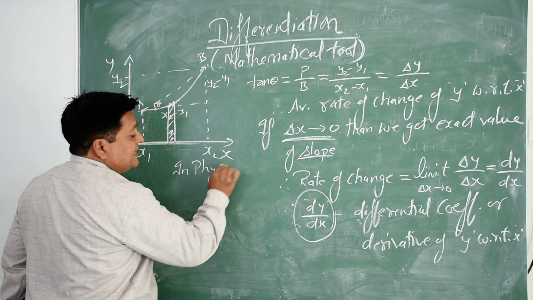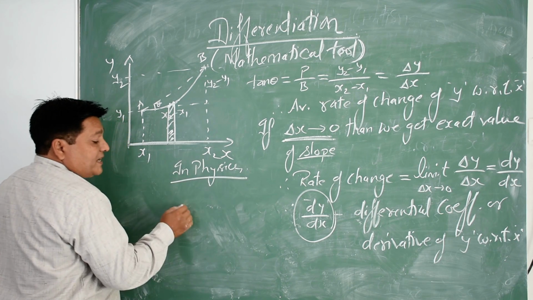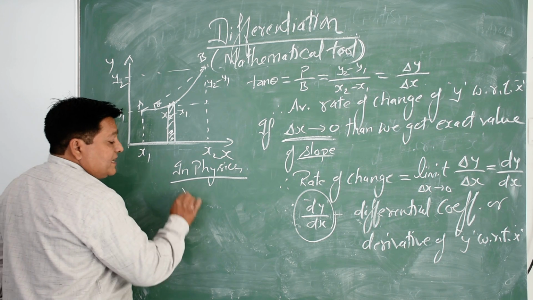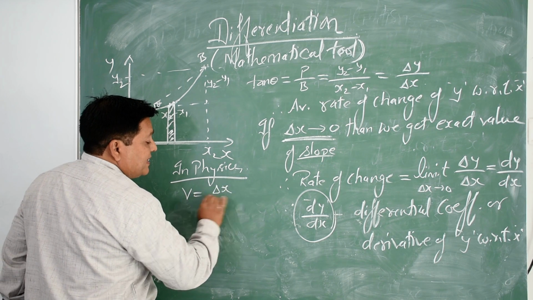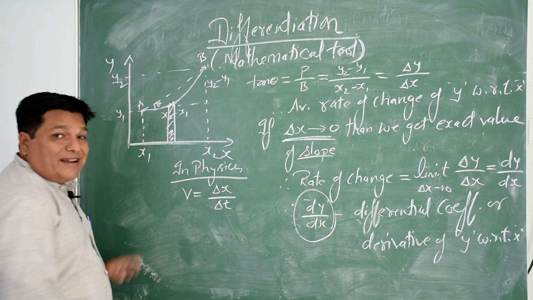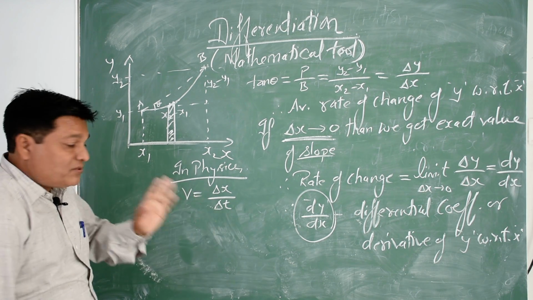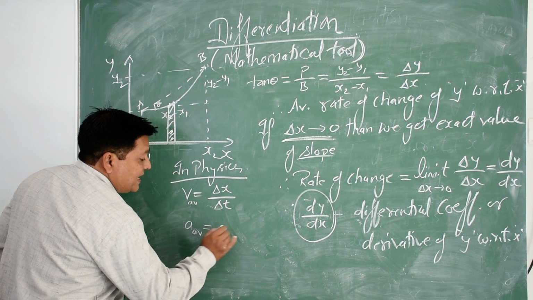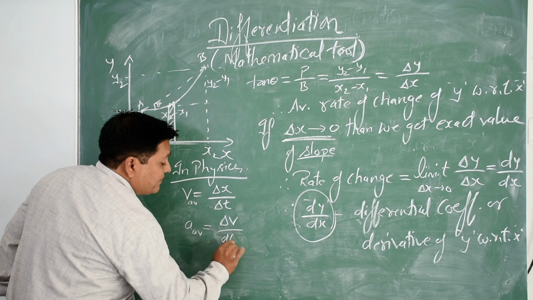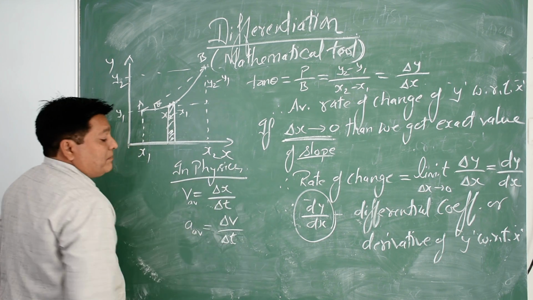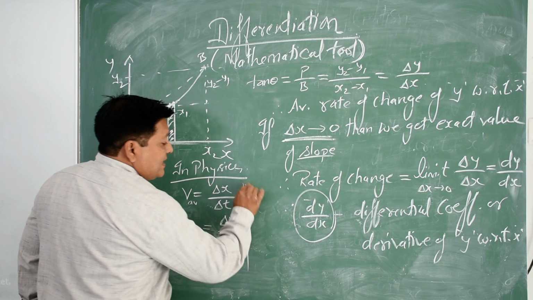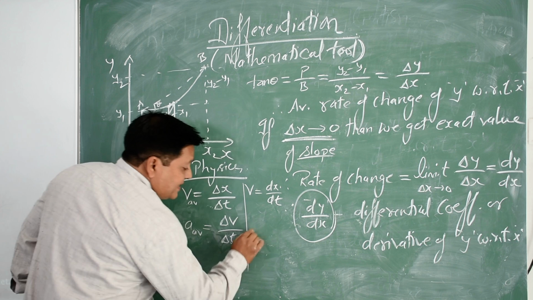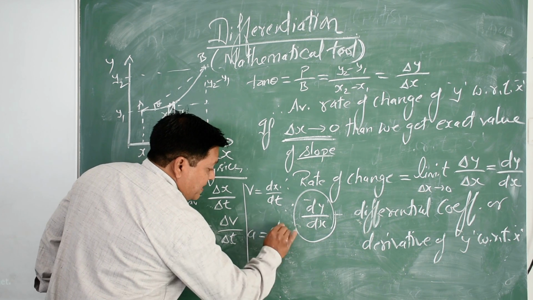In physics we can say that the rate of change of position with respect to time gives us velocity. The rate of change of velocity with respect to time gives us acceleration. This is average, that is del v upon del t. But instantaneous velocity we get as v instantaneous equals dx by dt and a instantaneous equals dv by dt.